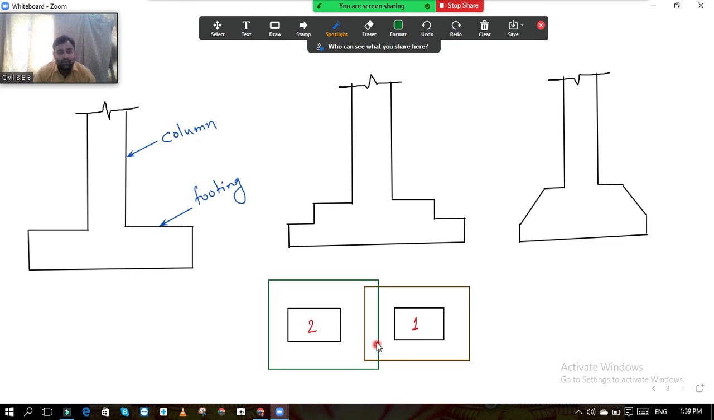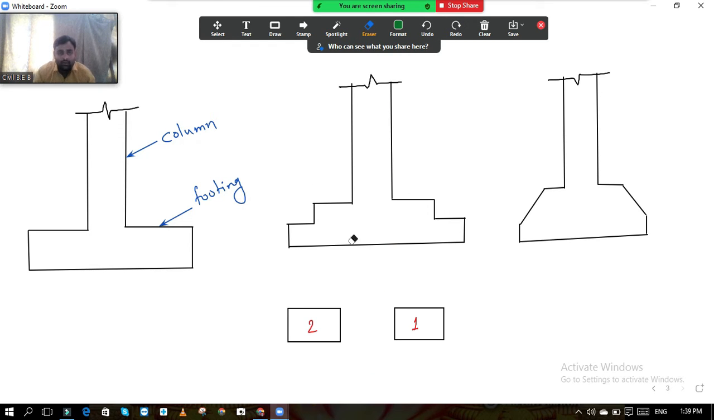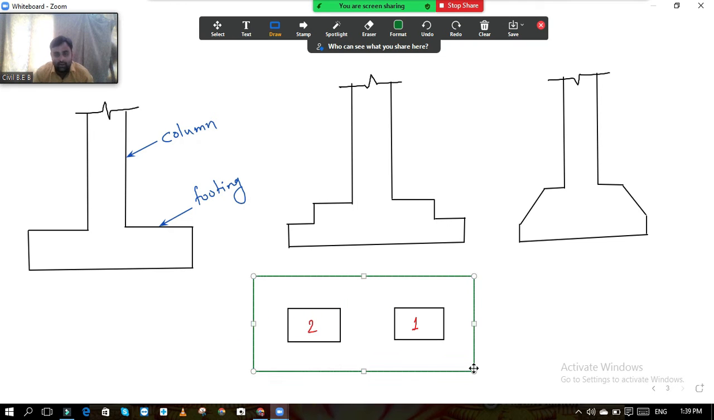So in this case, instead of designing the footing separately, whenever the space is less, what we do is provide the same footing to both of these columns, and these types of footings are called combined footings. Now the combined footings are of two types. First is this footing which I have shown here. This is called the rectangular combined footing, because in plan this area looks like a rectangle.